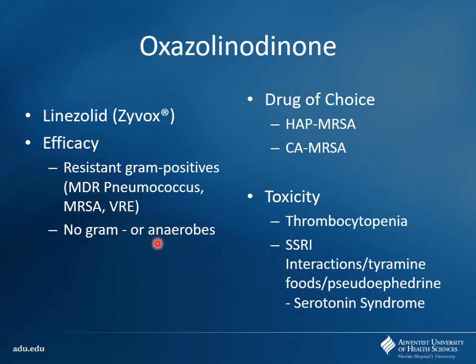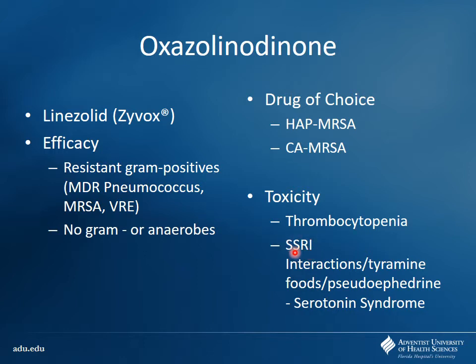But again, no gram-negative or anaerobic coverage, and the only things we're really going to use it for is things like hospital-acquired pneumonias with MRSA, or if we had resistant community-acquired MRSA pneumonias. Some toxicity you can see with it is thrombocytopenia, which is a rare thing we can see, and then also one of the things that a lot of providers don't really think about is the fact that it works very similar to some of our drugs called SSRIs.